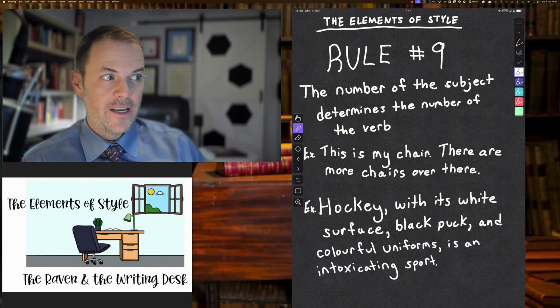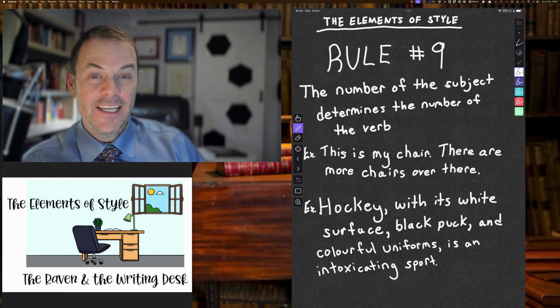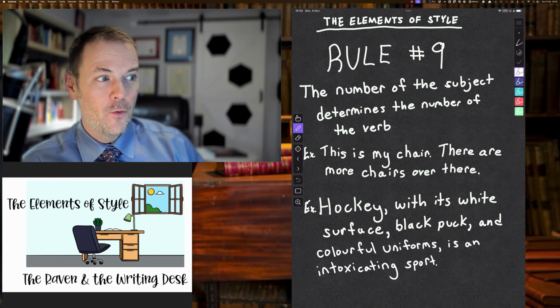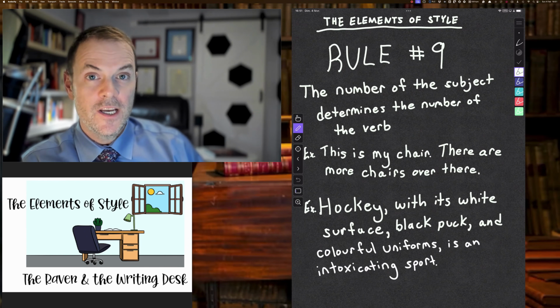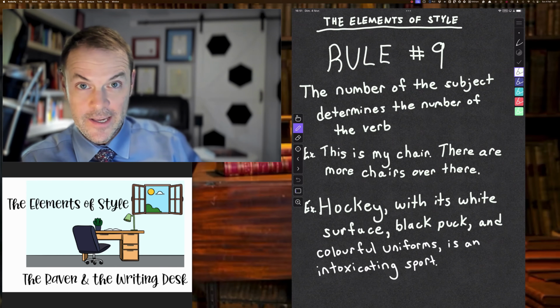Rule number 9. The number of the subject determines the number of the verb. This is the most pernicious rule because it seems so straightforward, but it trips people up the most. Native English speakers make these mistakes all the time. So I have my notes here. I'm going to go through this one slowly, make sure I get it right.